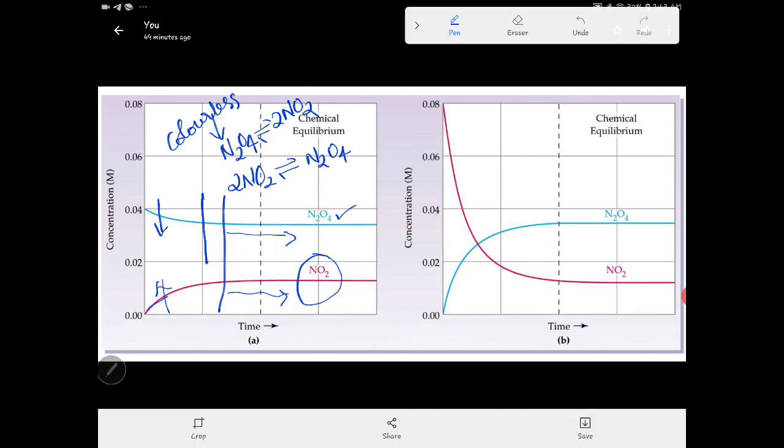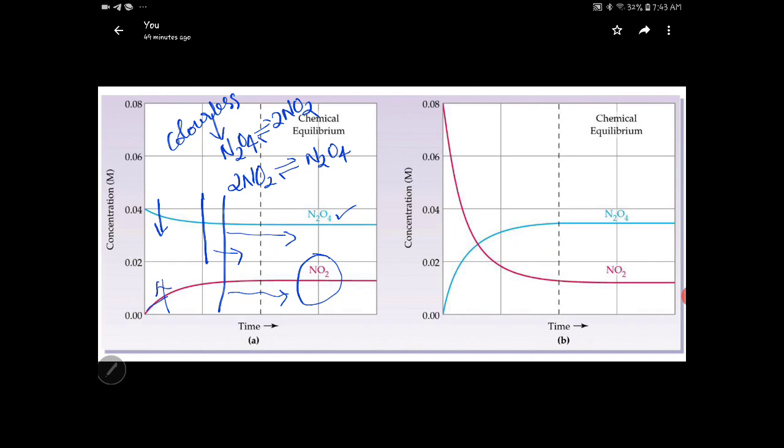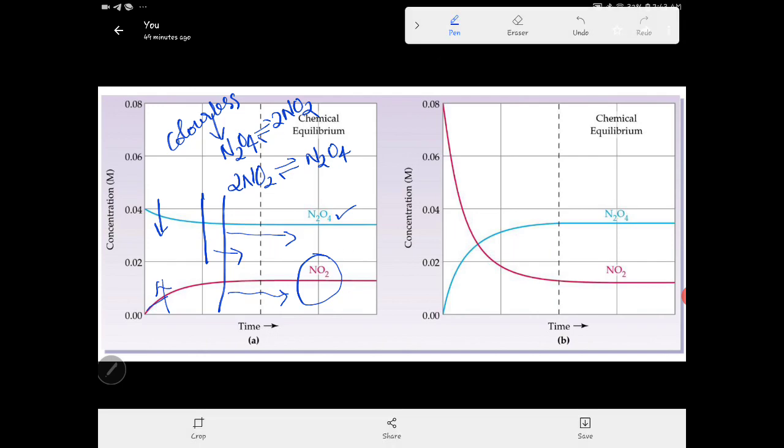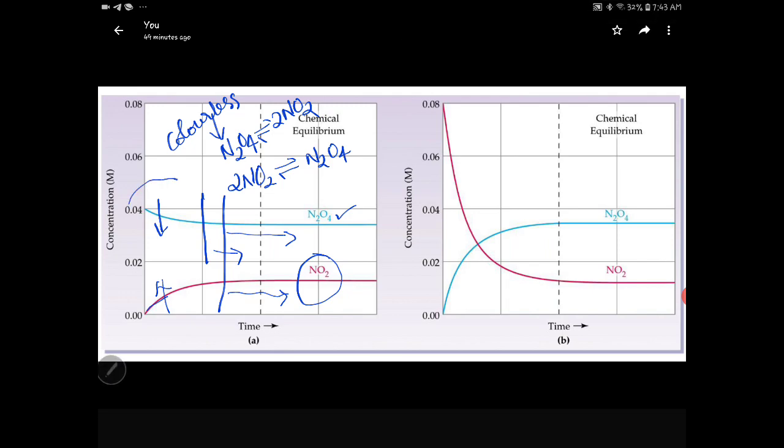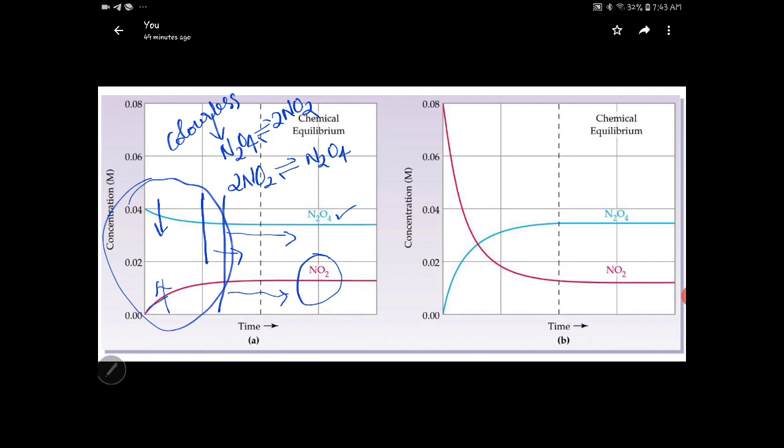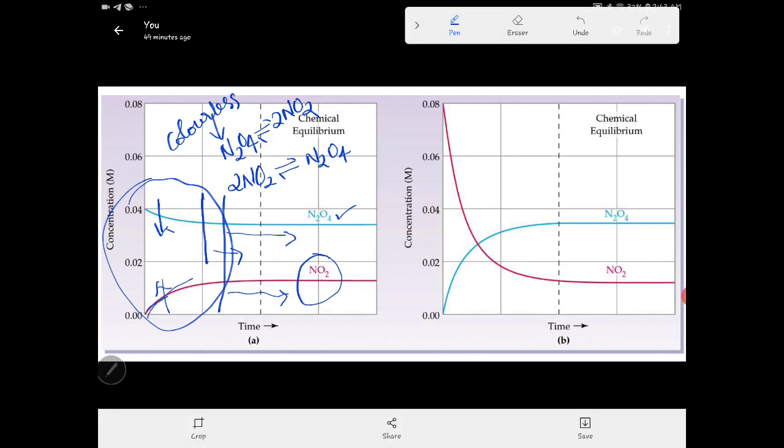So here you could see, after this the molar concentration of N2O4 is not getting changed. It is a straight line, and NO2 is also not getting changed. It is a straight line. That means the concentration of NO2 or N2O4 is constant after this instant. So here N2O4 is decreasing, here NO2 is increasing, so it attains an equilibrium.